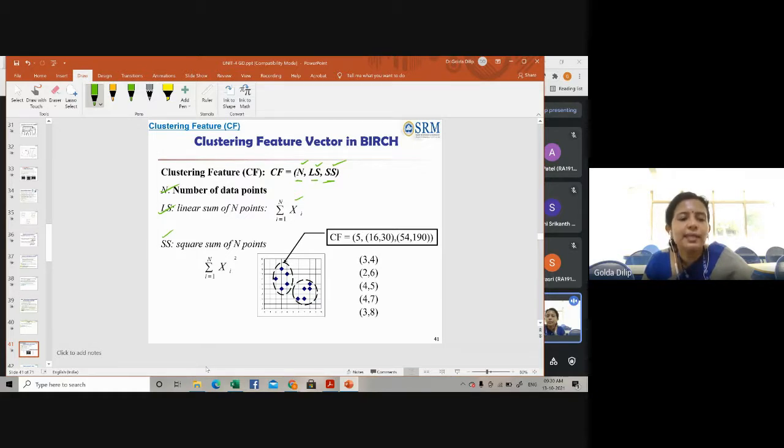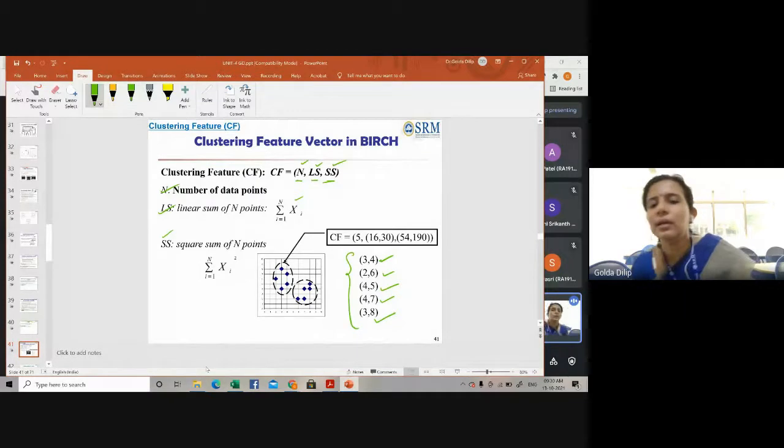An example is being given here. Let's say these are the 5 points being given to you: (3,4), (2,6), (4,5), (4,7), and (3,8). Can you compute the clustering feature vector in Birch for these 5 points?